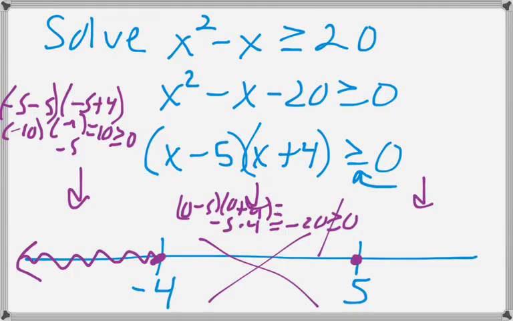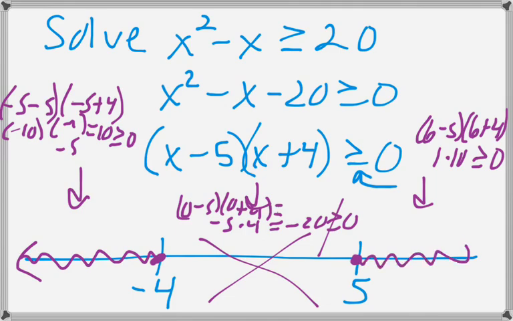And then we need to check the interval to the right of 5. We could use 6, for example. If we plug 6 in for x, we get positive 1 times positive 10, which is greater than or equal to 0. So we get a true statement, which tells us that 6 is a solution, and then we know all the other numbers in that interval are solutions as well.